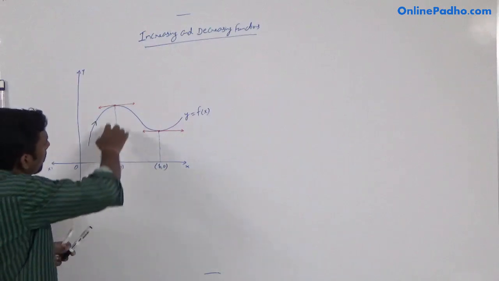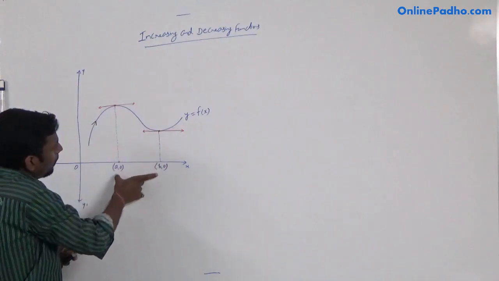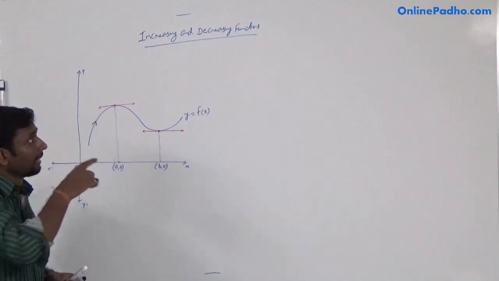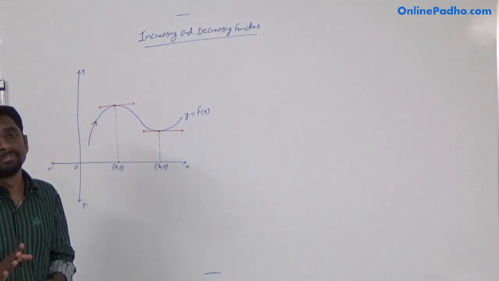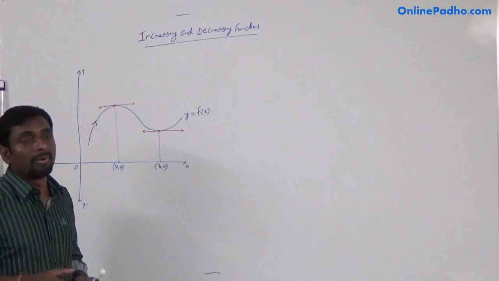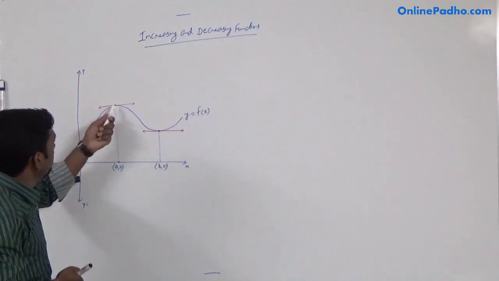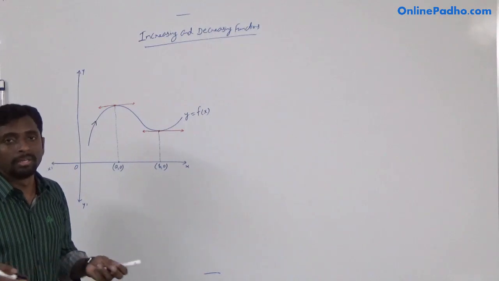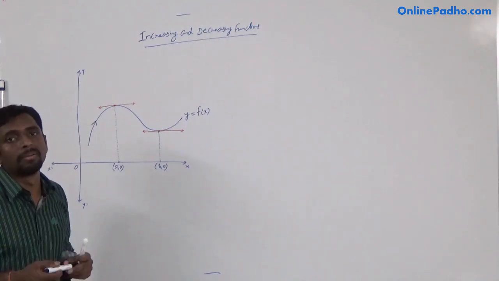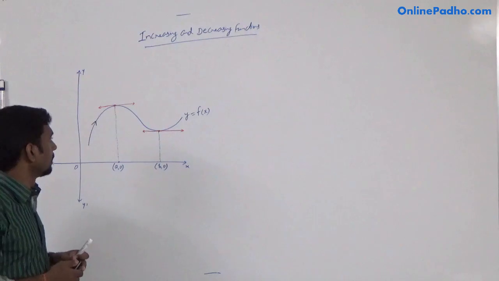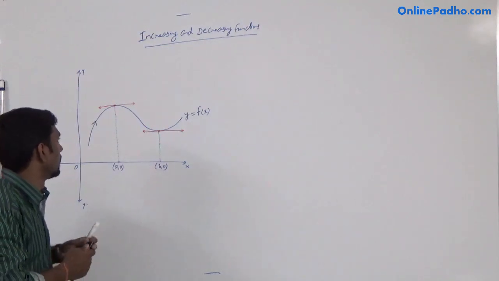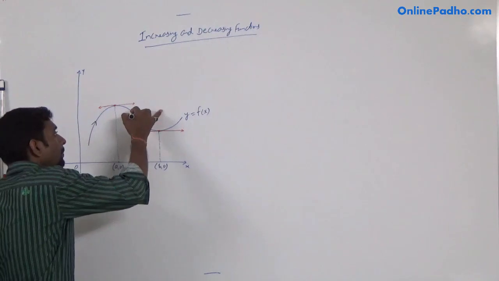After that, this graph is decreasing in the open interval a to b. You must write the open interval in increasing and decreasing functions. We cannot write the closed interval. Why? Because at this particular point, the slope of the tangent is 0, so it is neither increasing nor decreasing at that point. So we need to write the open interval a to b. We can say that this function is decreasing.